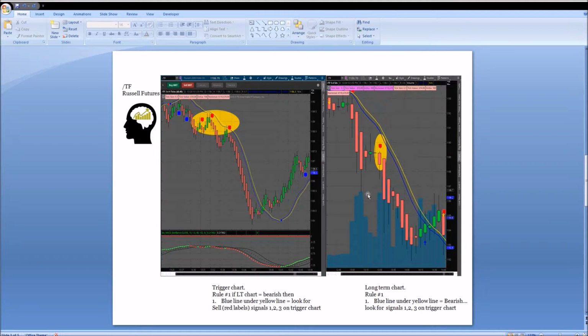Alright, here's the Russell futures. Same thing, long-term chart. This time it's a bearish setup. So we have blue line under yellow line. So now we're just waiting on the trigger chart to get bearish. We're waiting for blue line under yellow line, and then we see a signal there, puts you in, and you have some drawdown, but it doesn't take you back. Nothing switches. This market here doesn't switch to a bullish mode.